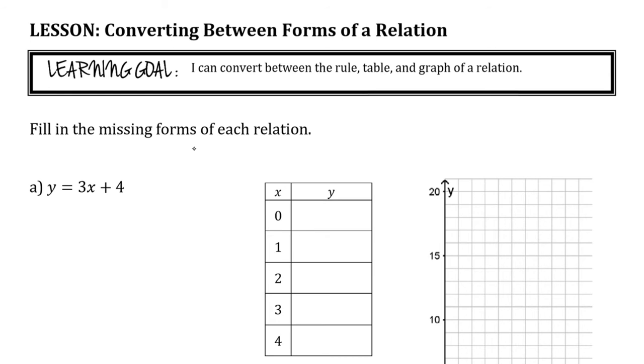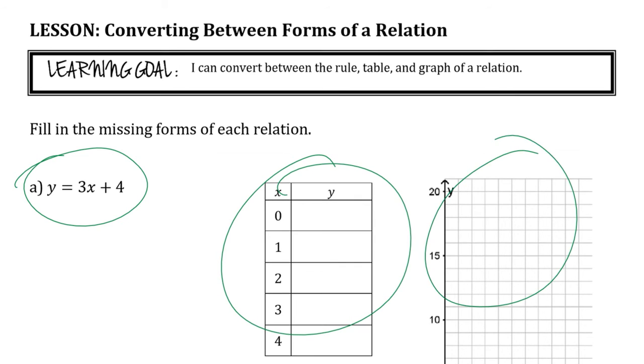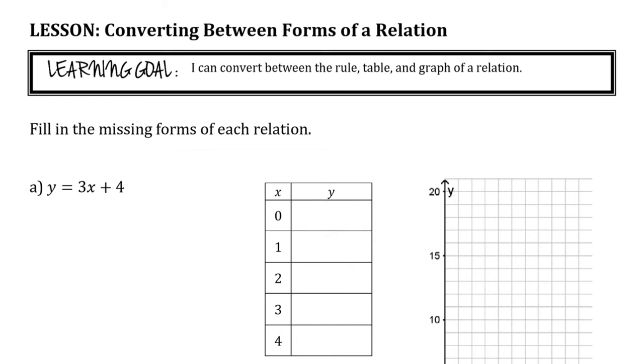I can see that I've got a space for the rule, a space for the table, and a space for the graph. My first thing is to determine what are we given, and it sure looks like we're given the rule in this case, okay? And I'm just going to write that down. So we're given the rule for this question, okay? And from the rule, we have to come up with those two important things. Where does it start and what is the change?